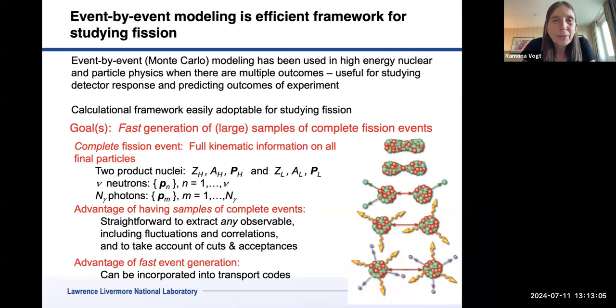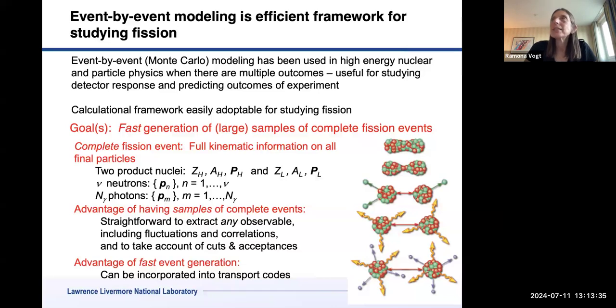So event by event modeling is really efficient for studying fission. And we had the idea to do this because in high energy physics, like high energy nuclear collisions and particle collisions, like proton-proton, there are many different multiple outcomes. So Monte Carlo event generators are used in those cases for studying detector response and predicting outcomes of experiments.